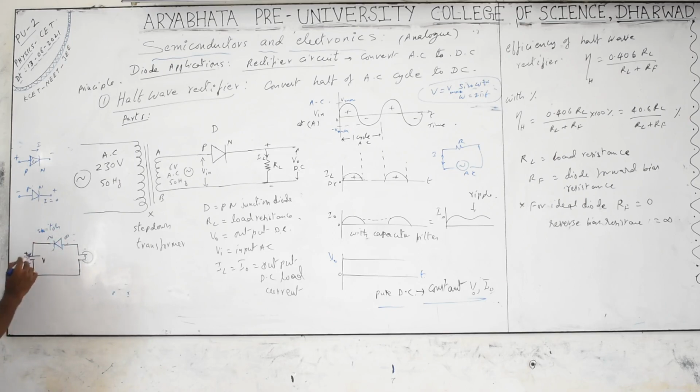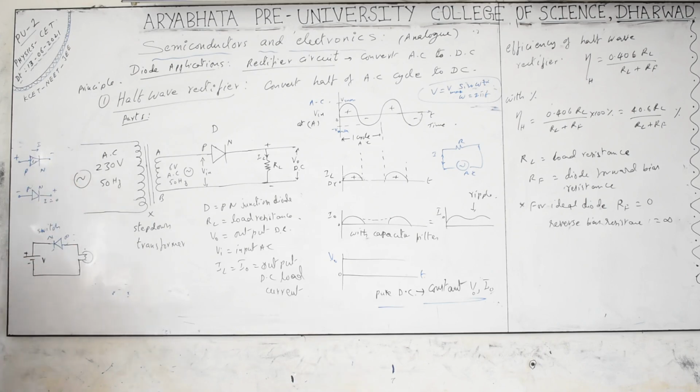This is P and N. The plus of the battery is connected to N and the minus to P, so the diode is reverse biased. A reverse biased diode does not conduct. For the ideal diode in reverse bias, the resistance is infinite. And the ideal diode's forward resistance is 0.